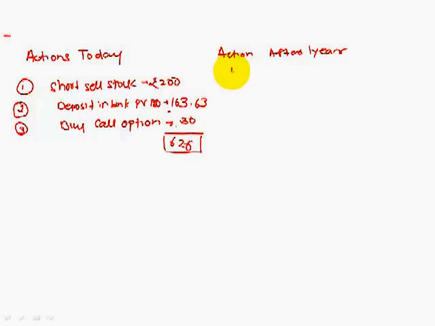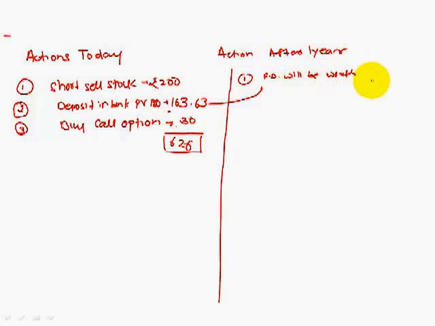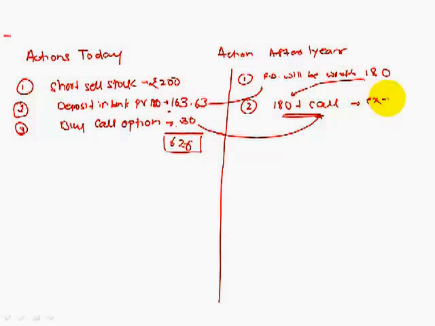What happens after 1 year? After 1 year, step number 1, your 163 rupees fixed deposit will be worth 180 rupees. So it will give you 180. Second, you will take your 180 rupees, plus you have the call option. 180 rupees is coming from here and call option is coming from here, that you bought a year ago. And then using this you will exercise your call option.